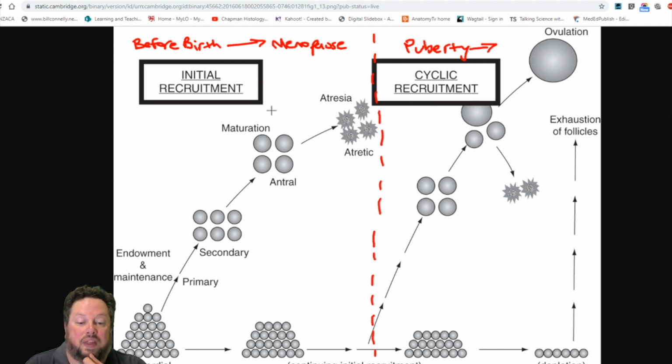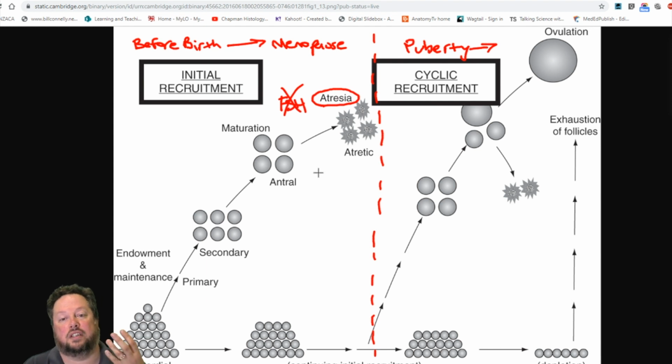But without FSH, which there really aren't very high levels of before puberty, there's nothing to cause the further development of those follicles, and they all undergo degeneration, which is a process called atresia. Atresia is such an important concept to have an understanding of. We can see that the numbers of primordial follicles have declined over that time leading up to puberty.